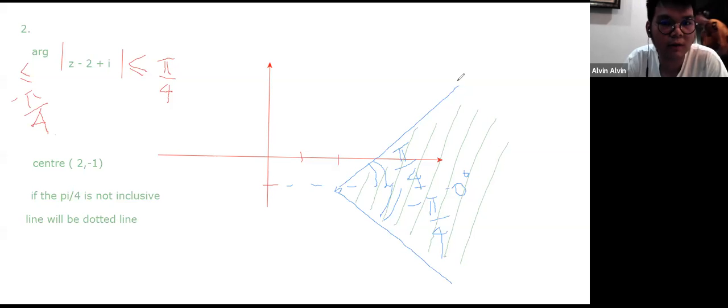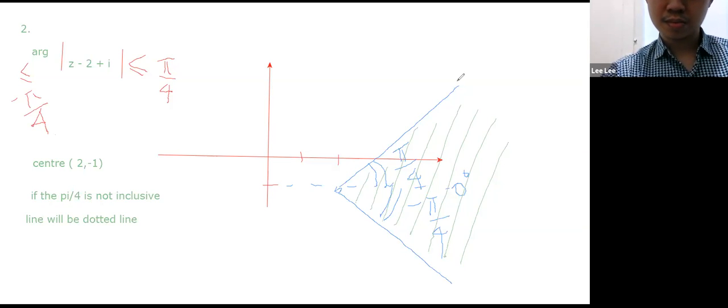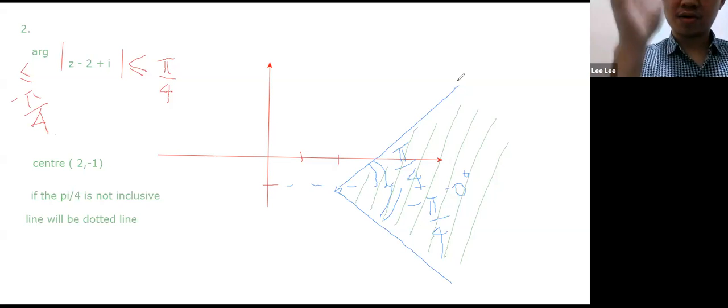So that means we find the argument to plot it, or are you quite confused about this one? Yeah, so you identify the center already, and then you draw a horizontal line from the center, and then you measure the angle, because you say between negative pi over 4 to pi over 4. So from that horizontal line, you take 45 degrees up and you take 45 degrees down.